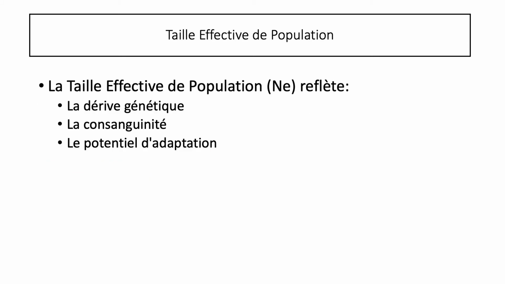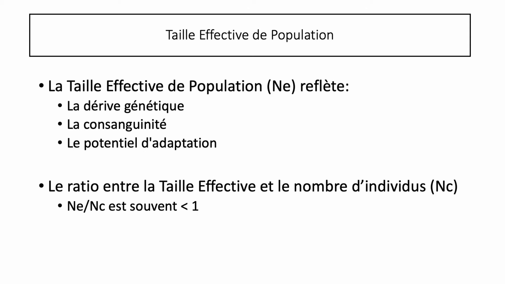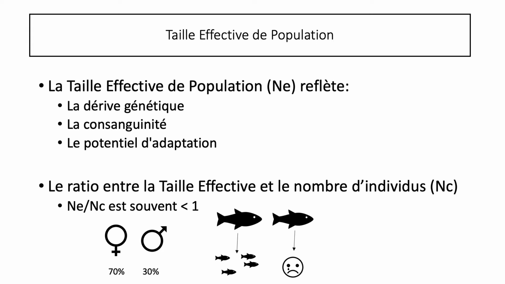One genetic measure that can be important to monitor is the effective population size, or NE. NE gives a measure of the genetic drift and inbreeding in a population, and it measures the potential of that population to adapt to future changes. NE is often paired with the census size, or NC, to measure both genetic and demographic changes. The ratio between NE and NC is often less than 1 due to factors such as an unequal sex ratio, variance in reproductive success, or fluctuations in census size.